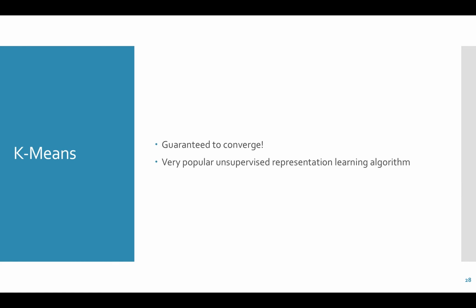So that's pretty much k-means. What's great about it is that it's guaranteed to converge. No matter what starting point you give it, it will give you an answer. It won't just run forever. It may take a long time to run depending on how big your data is and how many clusters you want, but it will converge and give you an answer. It's actually a very popular unsupervised representation learning algorithm, and it's used all the time for many different things.